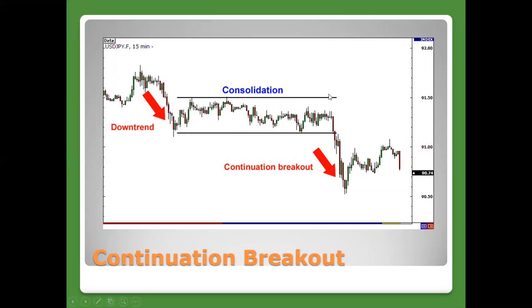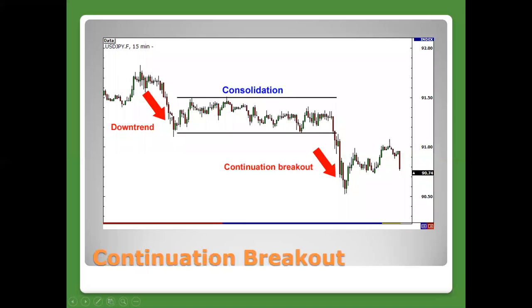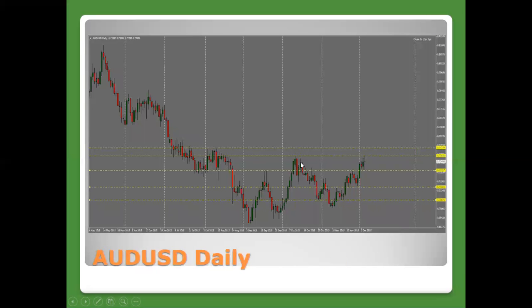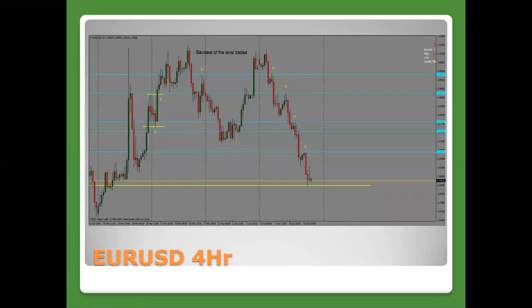Basically, as we can see from the picture, we have a range here and we break out to the downside. This is called the continuation breakout. We have a trend coming down, then we consolidate for a bit and then we break out to the downside. This is the type of trade we'll be looking at today. All right, let's take a look at some examples here.